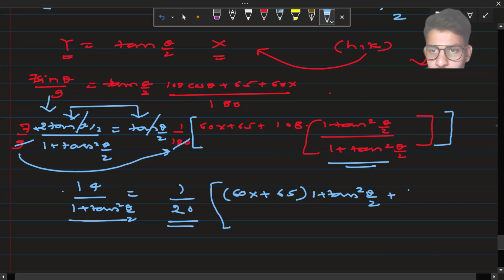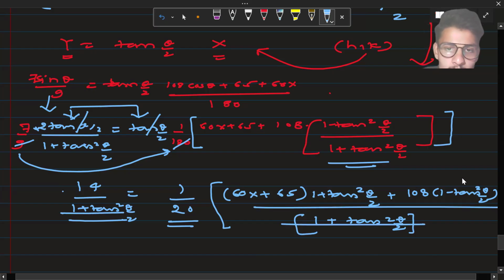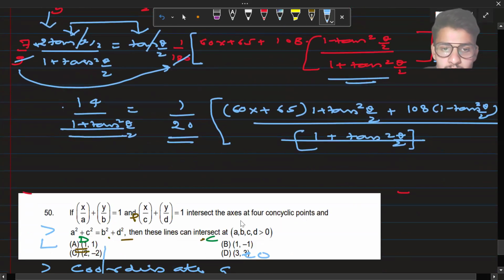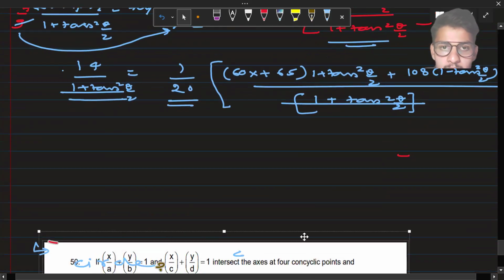plus 108 into 1 minus tan square theta by 2 and 1 plus tan square theta by 2. Now you can cancel these both. Okay. Up to here everything is understandable.